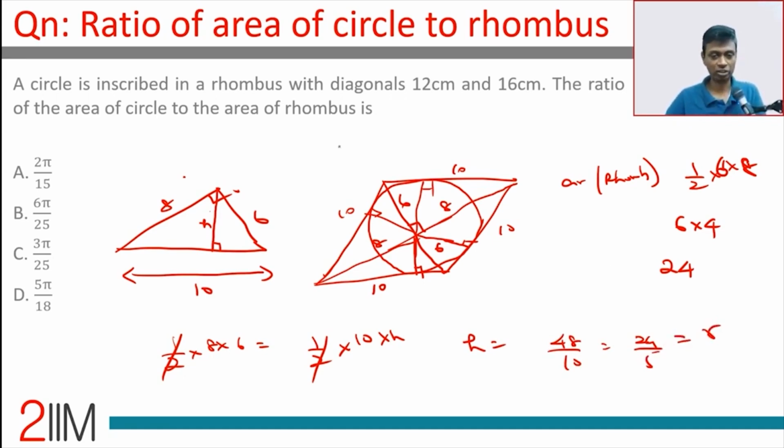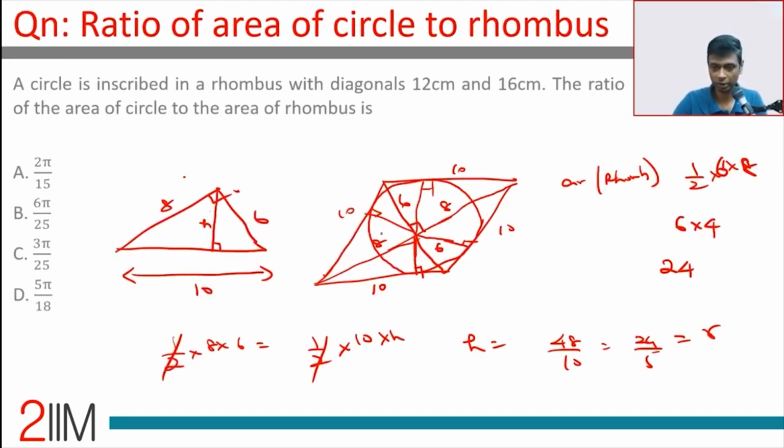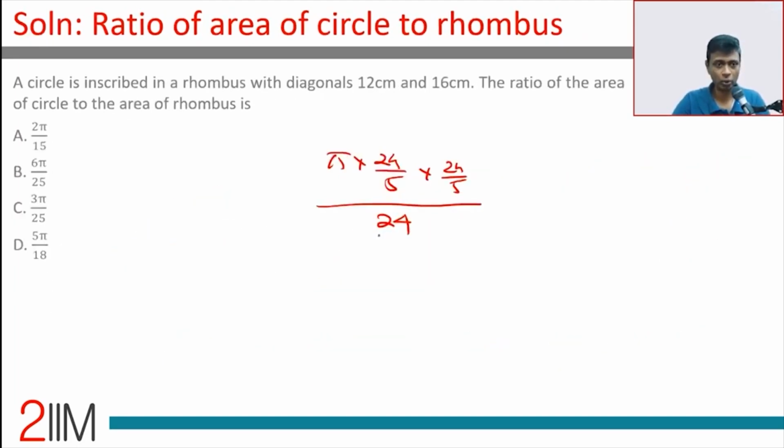Area of this circle is pi r square, so it is pi into 24 by 5 into 24 by 5. That is the area, divided by the area of the rhombus. Half into 6 into 8. Area of circle to area of the rhombus. Okay. Area of the rhombus is not half into 6 into 8. It is half into 12 into 16.